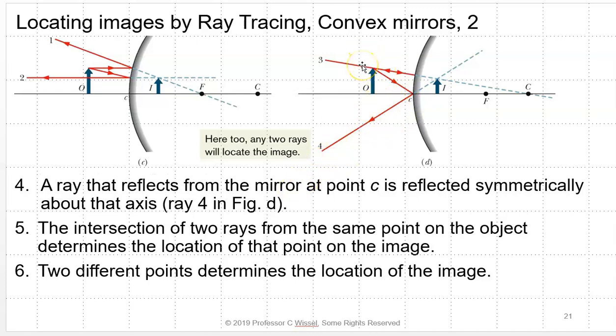Any 2 rays from the same point on the object will determine the location of the point on the image. You just need 2 different rays to determine the location of the image. So basically, you put the butt of the arrow on the central axis. So you know that butt's going to be located somewhere along the central axis. Then you draw the tip, and then you do ray tracing. You need two rays where they intersect to form the image.